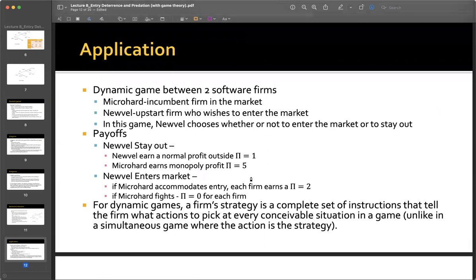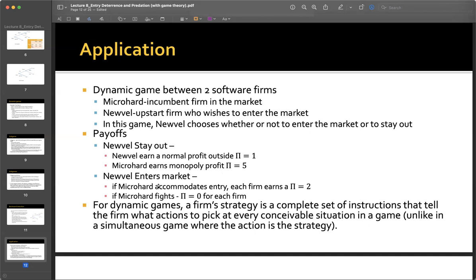This is a similar situation to this application here, which is a dynamic game of 2 software companies. MicroHard is the incumbent. Nouvel is the upstart who wishes to enter the market. So this is now a more straightforward entry deterrence game. If Nouvel stays out, Nouvel will earn a normal profit of 1, and MicroHard earns a profit of 5.